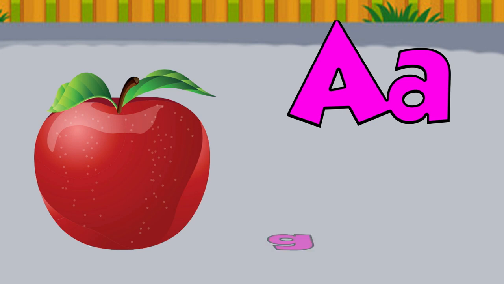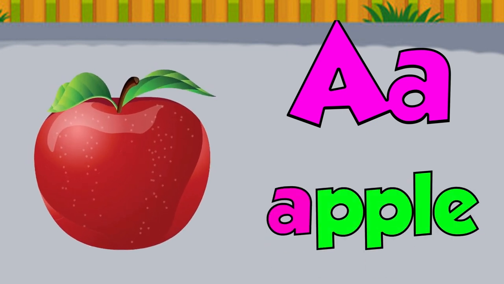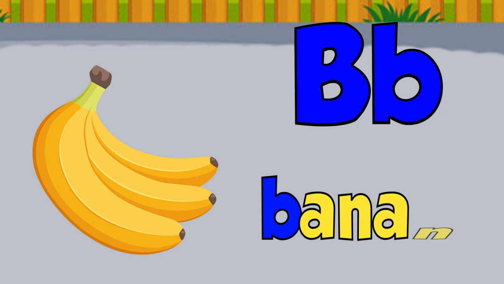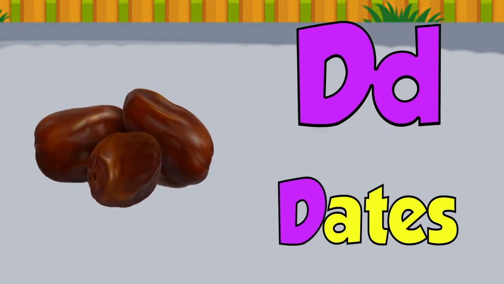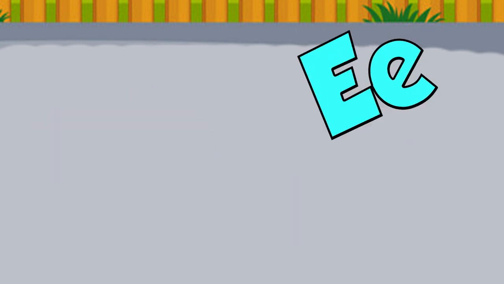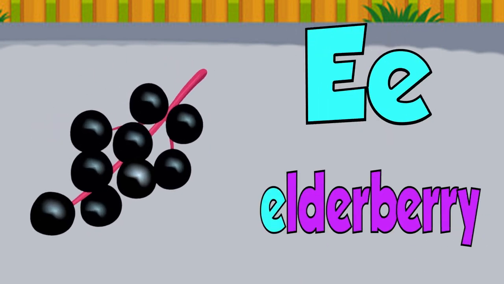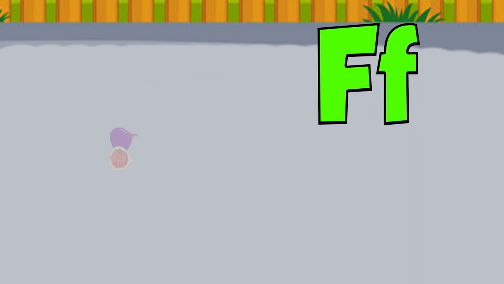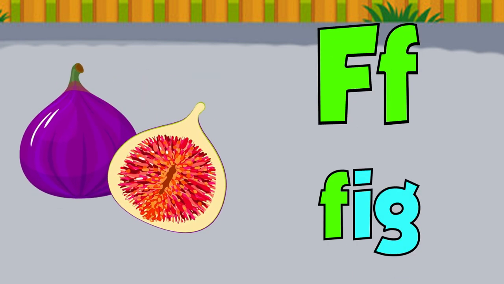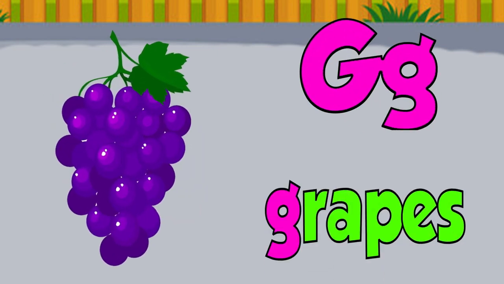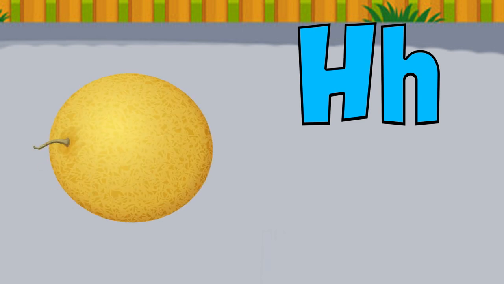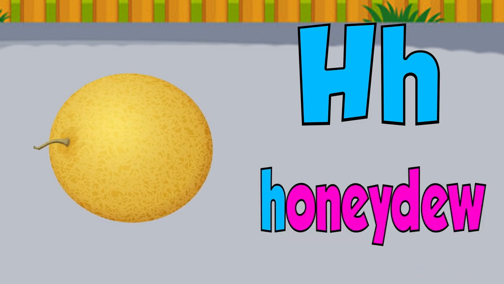A for apple. B for banana. C for cherry. D for dates. E for elderberry. F for fig. G for grapes. H for honeydew.